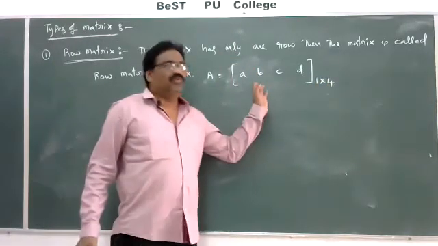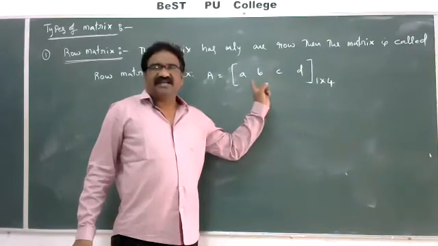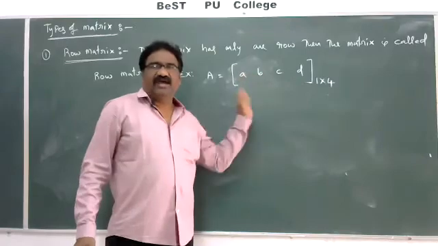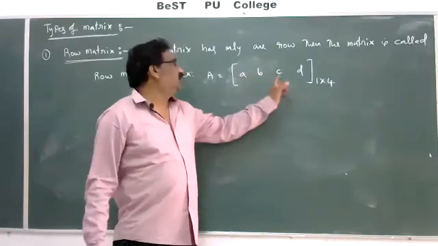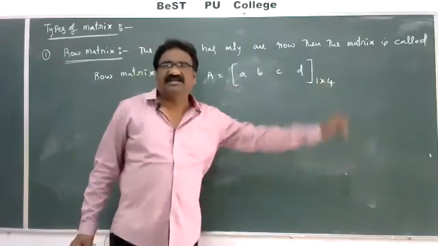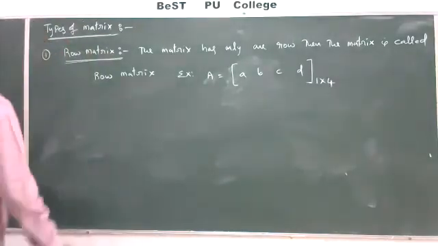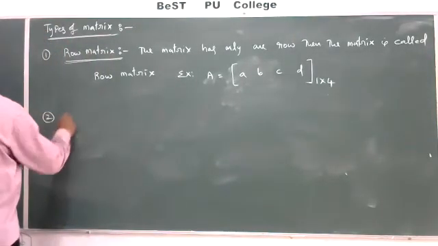The matrix having only one row is called row matrix. Here this matrix has only one row, but we have 4 columns. 4 vertical lines and only one horizontal line. That is, the order of the matrix is 1 by 4. Next, second, column matrix.